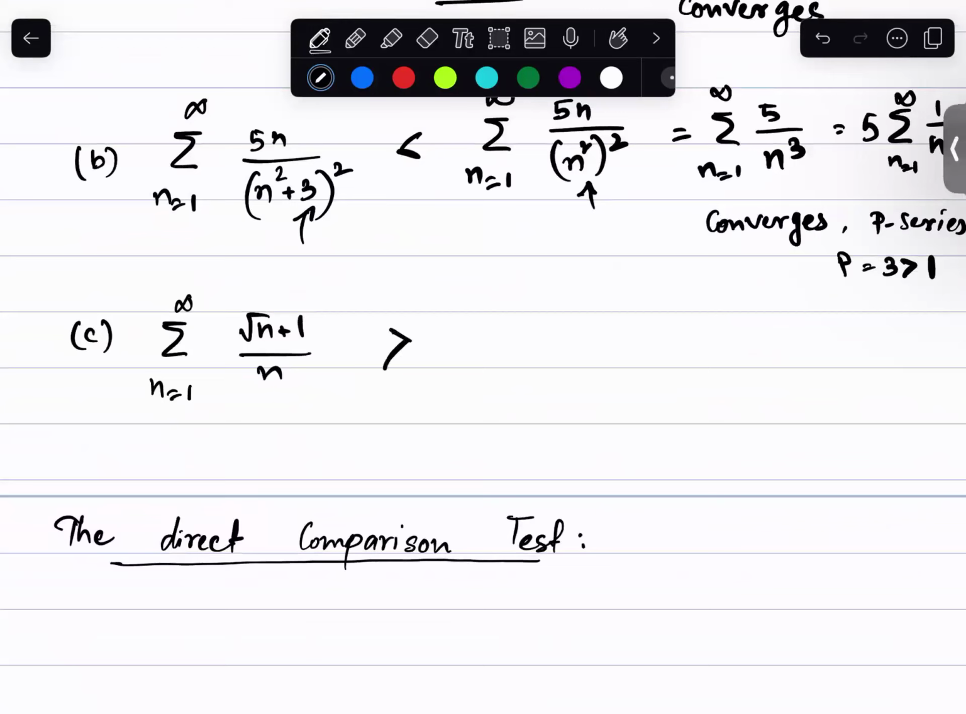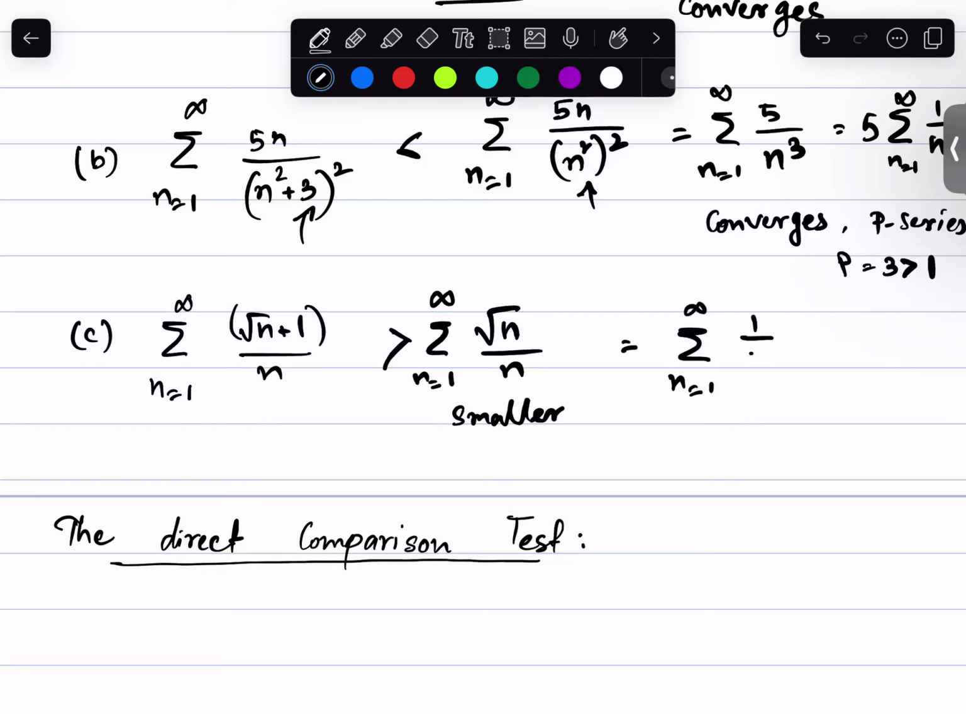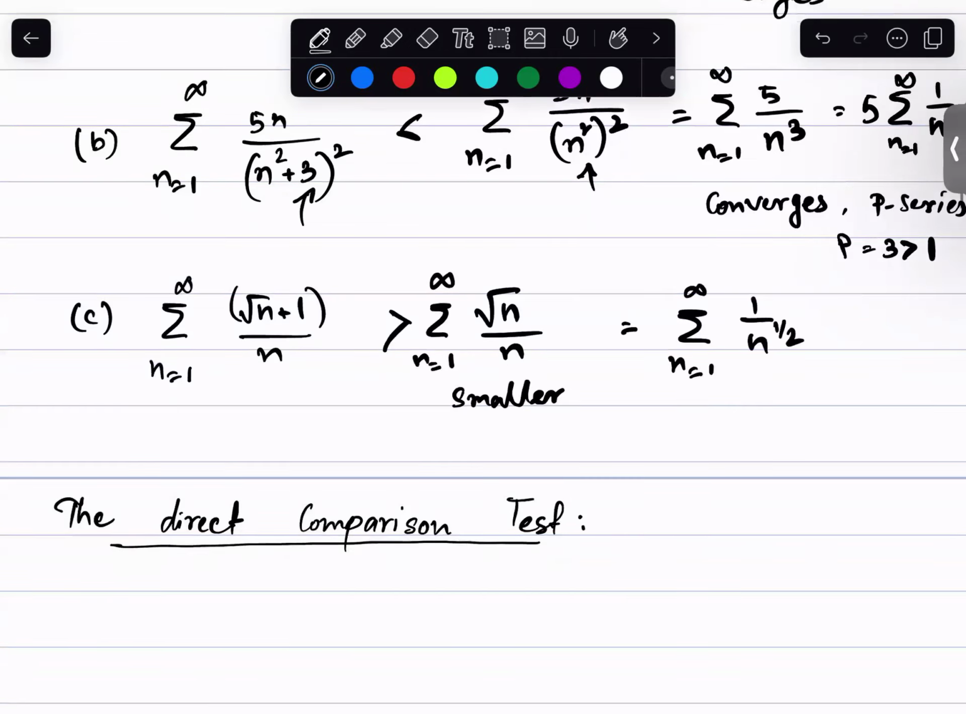Now, for the third example, I have summation of (square root n plus 1) over n. And now this is bigger than summation of square root n over n, n equal to 1 to infinity, right? Because now on the top I have square root n plus 1 and I just discard the plus 1. So therefore this is now smaller. Okay, this is a basic inequality. And this is summation n equal to 1 to infinity 1 over n to the half, right? Now this diverges, because this is again a P series with P being half, which is less than 1. Okay.